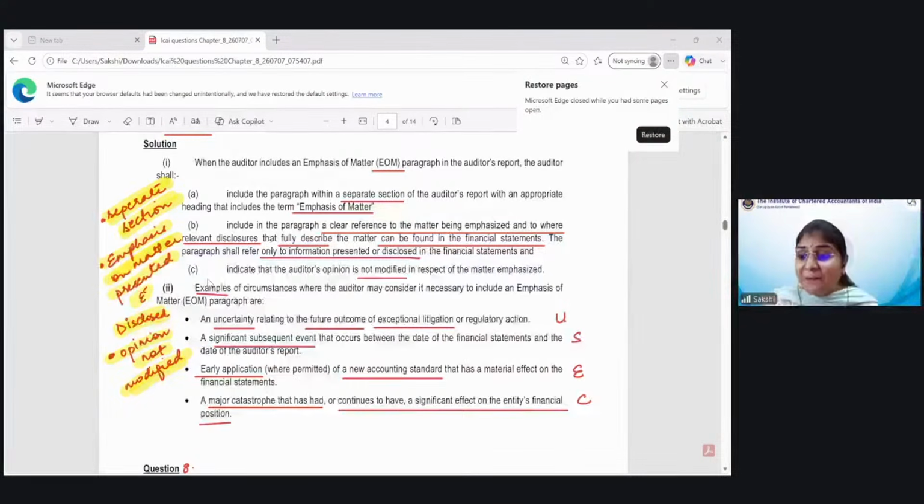Okay. Then a major catastrophe that has occurred or continues to have a significant effect on the entity's financial position. Some kind of situation, some kind of circumstances, some kind of financial imbalance that has occurred and which you think will affect the entity's financial position. So you're emphasizing. Okay. It is not that it has an effect on going concern. It doesn't mean that. But you are emphasizing it. Okay. Is it clear?